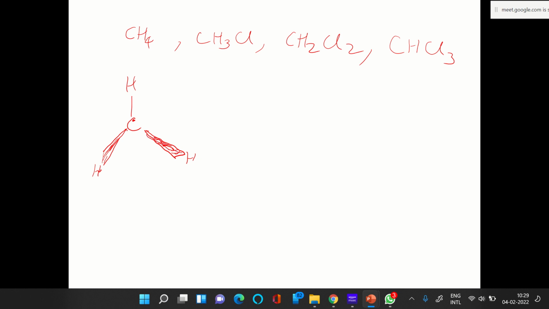and shade this part, and behind the plane you have another one, which is shown by this. So all of them, this is a regular tetrahedron, there is no confusion about it. What about this? As you go on replacing, the symmetry elements present in this molecule are very large.